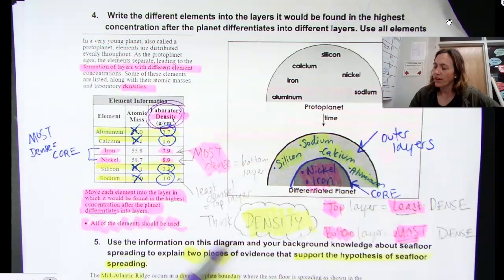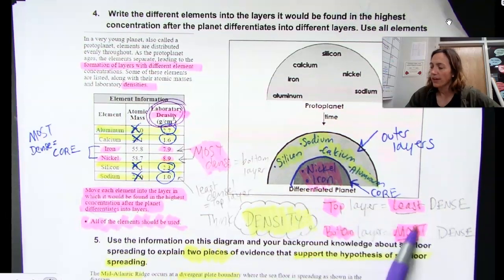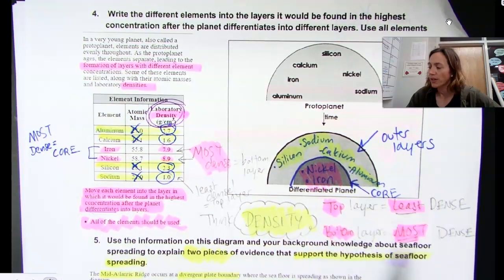So I put a note here. Think density. Top layer is the least dense. The bottom layer is the most dense. Always, especially when we're talking about the formation of our planet's layers.